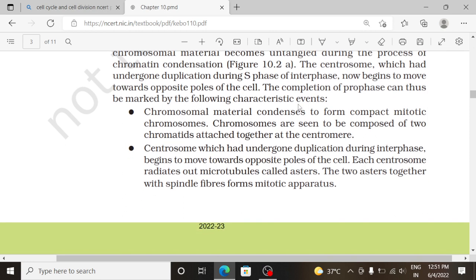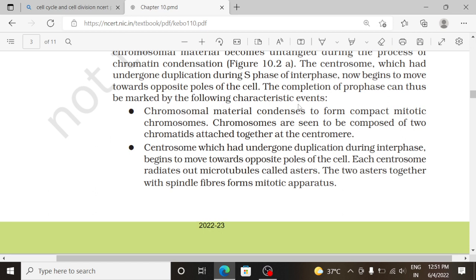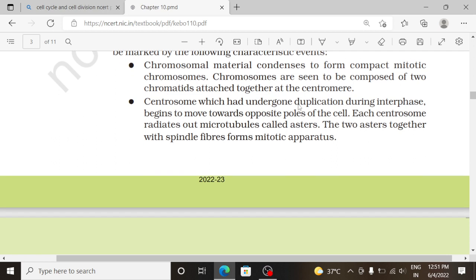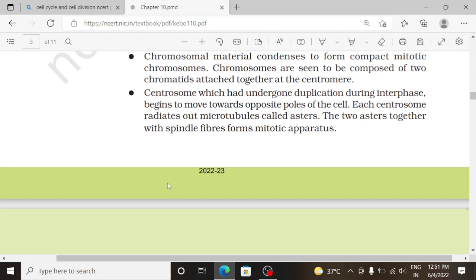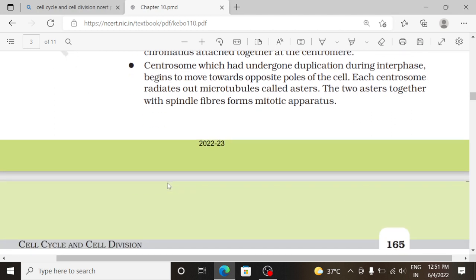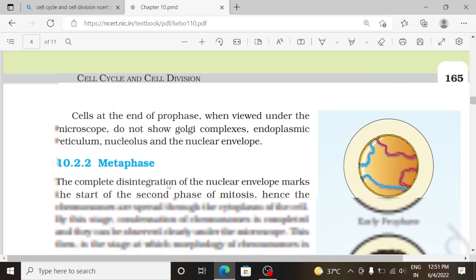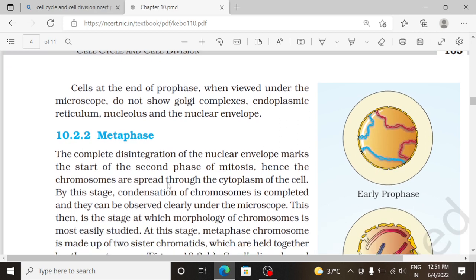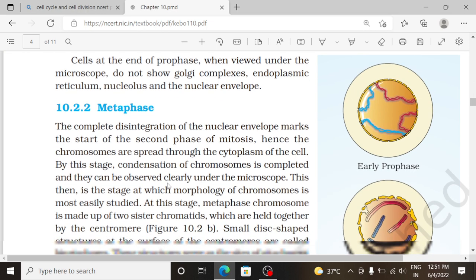Chromosomal material condenses to form compact mitotic chromosomes. Chromosomes are seen to be composed of 2 chromatids attached together at the centromere. The centrosome, which had undergone duplication during interphase, begins to move towards opposite poles of the cell. Each centrosome radiates out microtubules called asters. The 2 asters together with spindle fibers form the mitotic apparatus. Cells at the end of prophase, when viewed under the microscope, do not show Golgi complexes, endoplasmic reticulum, nucleolus and nuclear envelope.